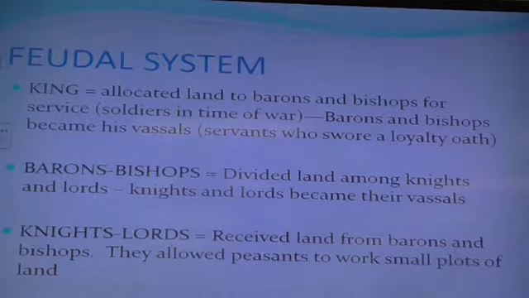So just remember that at the top of the heap you had the king, in the middle the barons, the bishops and lords, and then there were the knights, and then the last one what? Peasants. The last of so-called royalty was what? The knights. Okay?